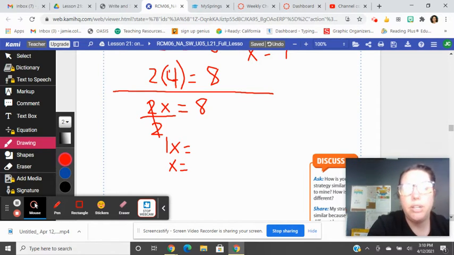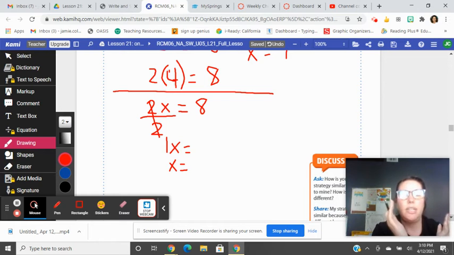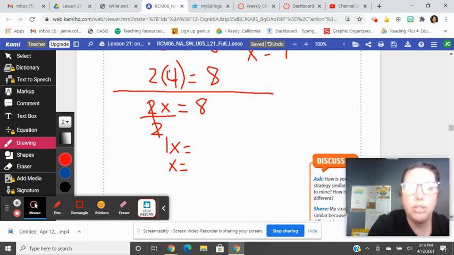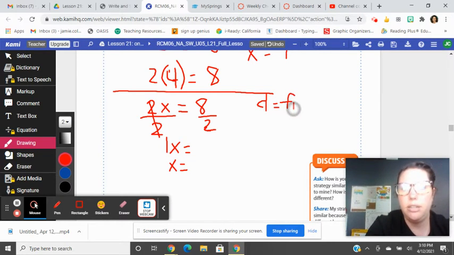So now whatever I've done to one side of the equation, we've practiced this so many times with fractions. We've practiced this with algebraic expressions and equations. So whatever we do to one side, we have to do to the other. So if I divide by 2 on this side, then I have to divide by 2 on the other side. And remember, division can be represented as a fraction, because fractions are division.